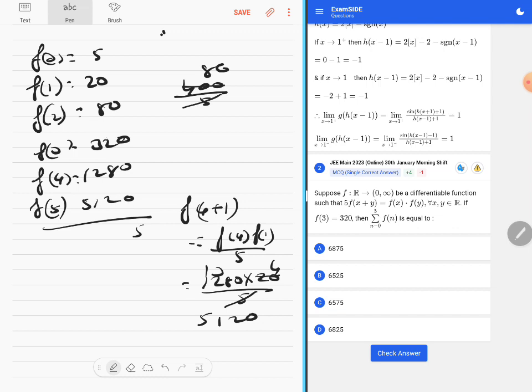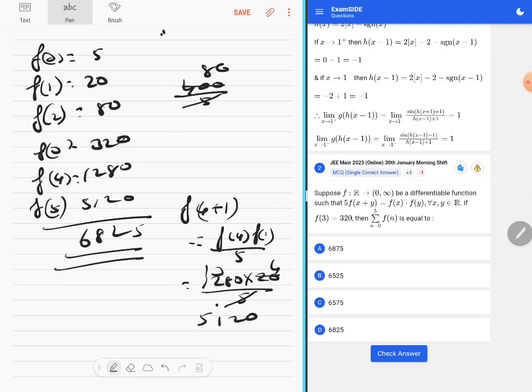So when you add all this, 5, 20, 80, 320, 1280 and 5120, you'll get the total. So option D is the right answer. So let's go to the next question.